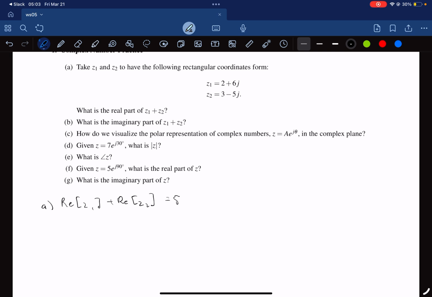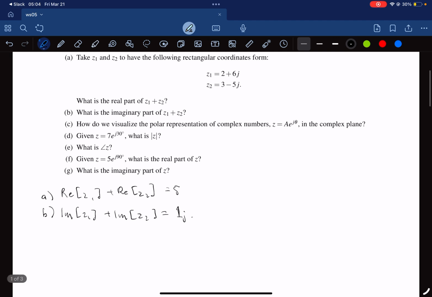Okay, for the second part, what is the imaginary part? Same logic, we can do the same thing actually. We have imaginary of z1 plus imaginary of z2, and that's just going to be equal to 1j. Again, we use j, not i, here because we don't want to mix it up with current, right?